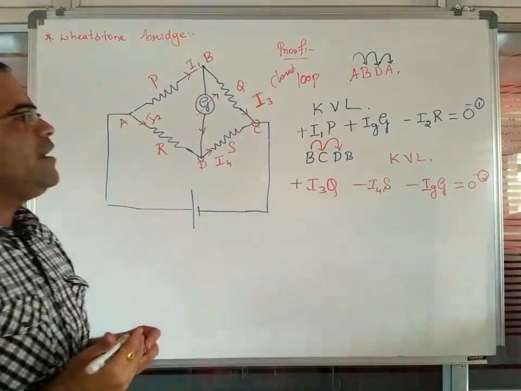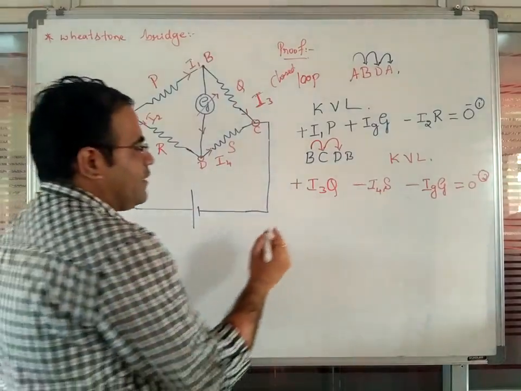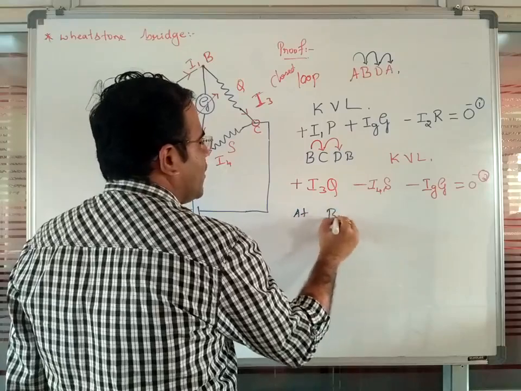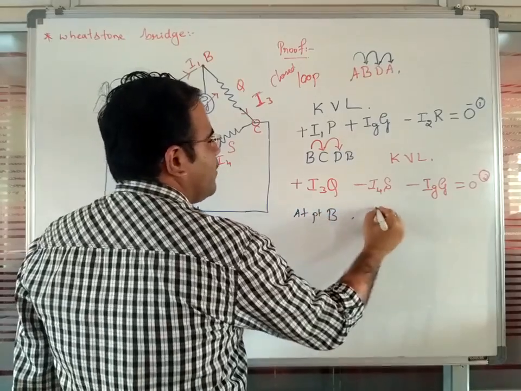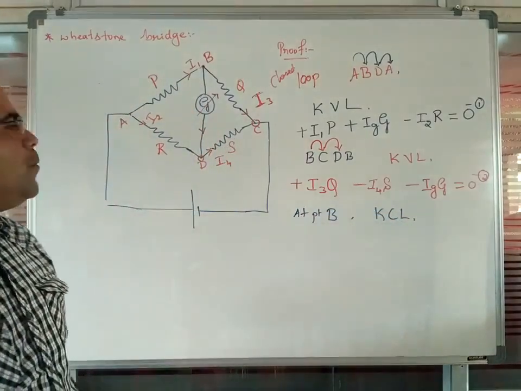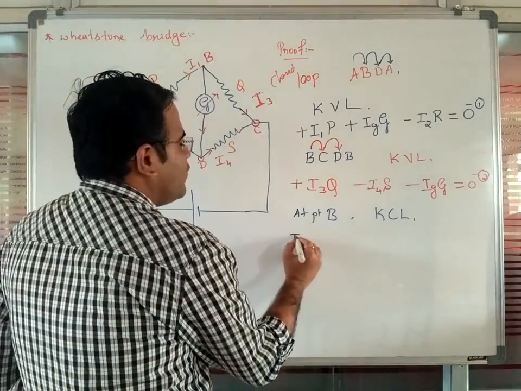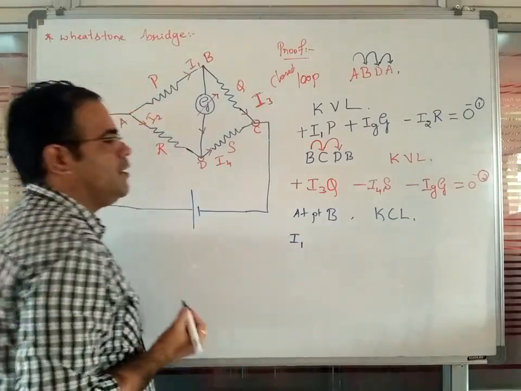So this will be taken as equation number 2. Now at point B we will apply Kirchhoff's current law. When we apply Kirchhoff's current law at point B, I1 is entering towards point B.